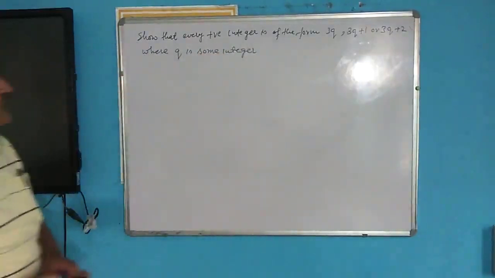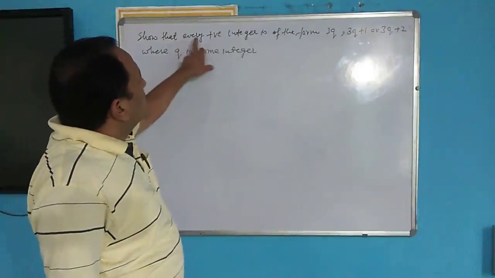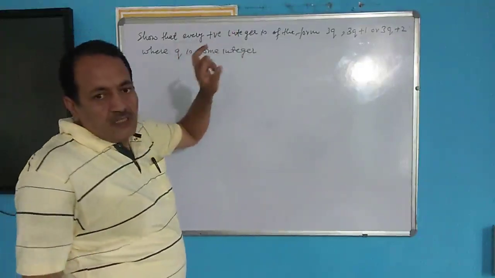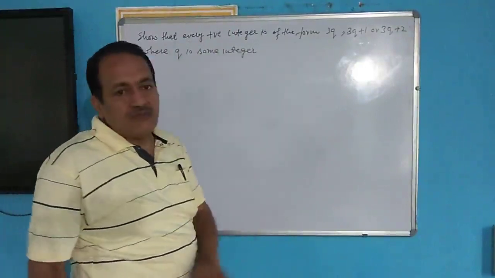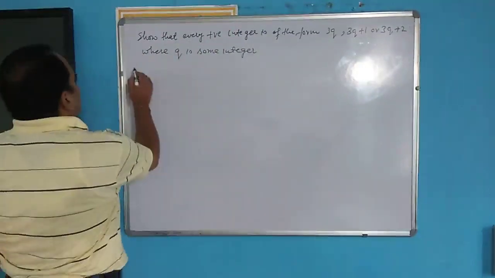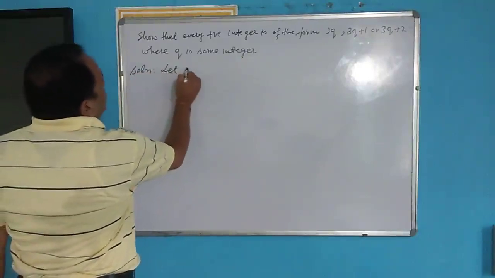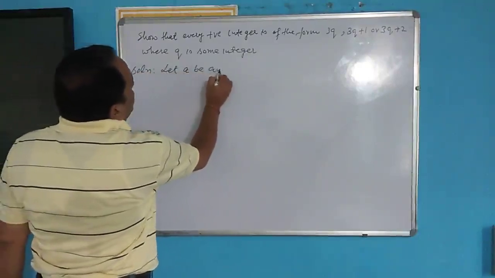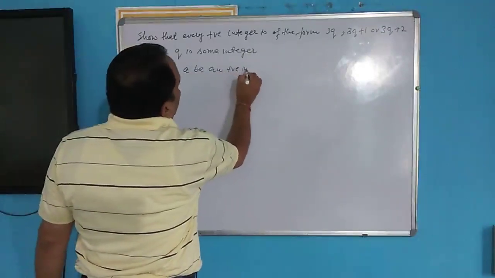In the previous application we saw the positive even and odd integer. In this application we are seeing only positive integer. We are not considering even or odd, just a general positive integer. So let a be a positive integer.